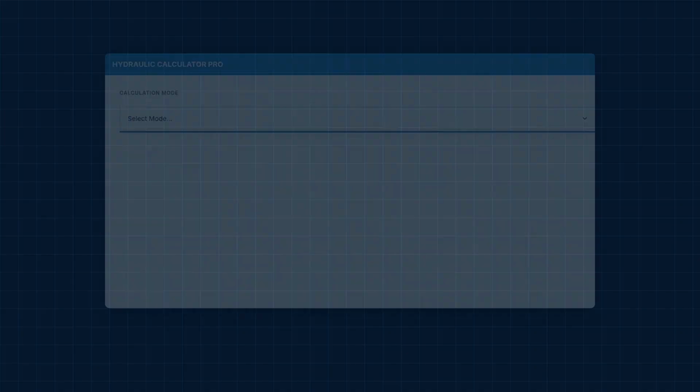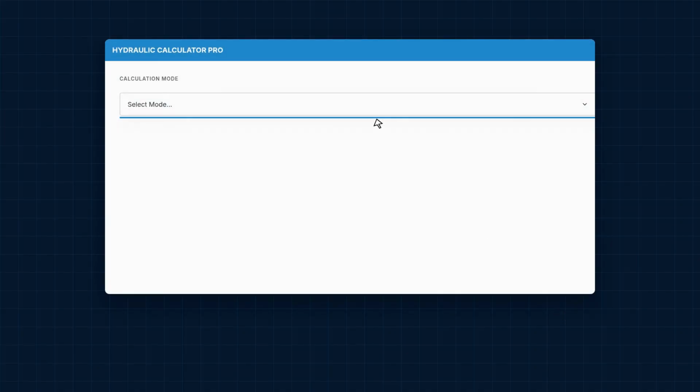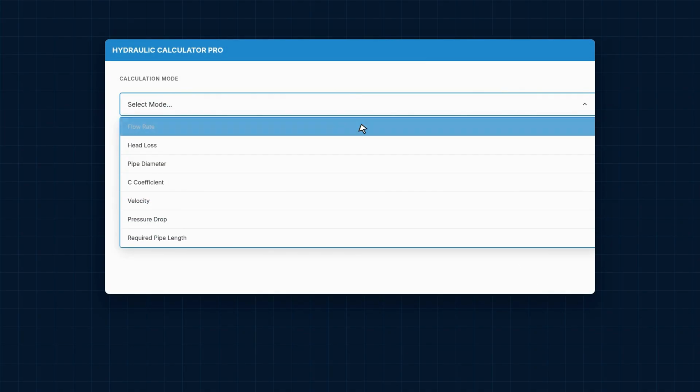The Hazen-Williams pipe. Interactive calculator solves hydraulic flow problems in pressurized pipes using the empirical Hazen-Williams equation. Let's explore the input fields. First, select your calculation mode from the drop-down menu.